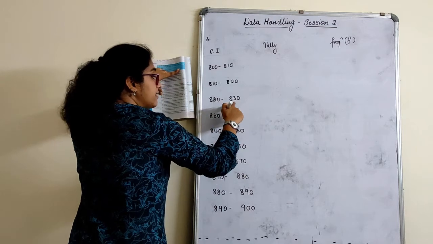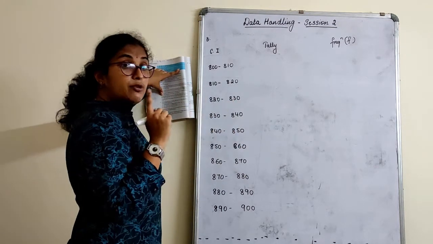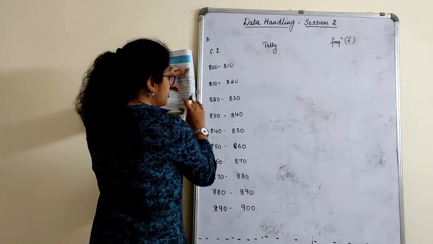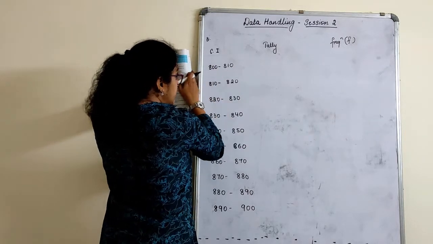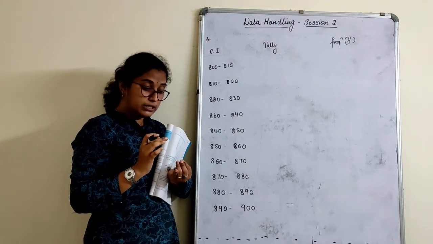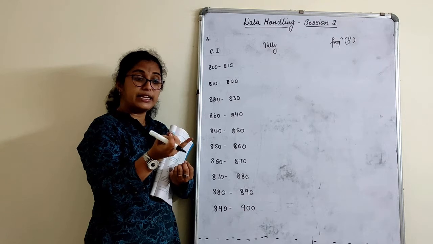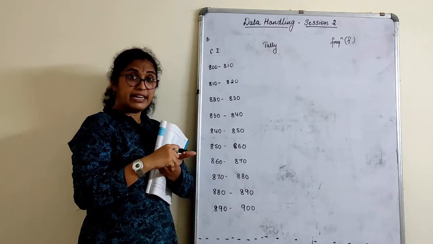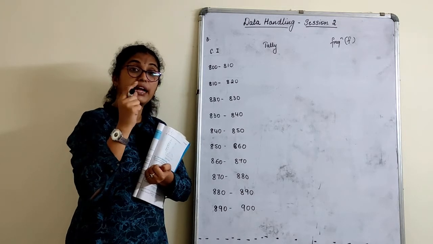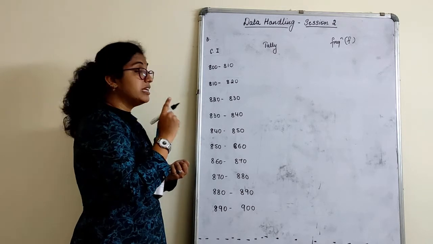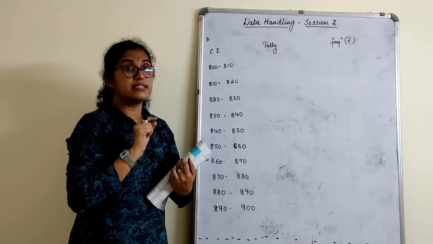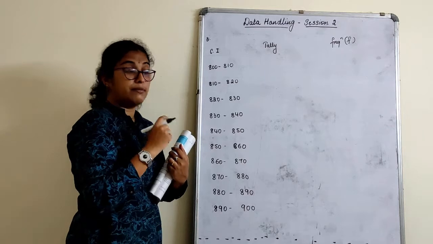See, 830 lies here also. Always look for 830 in the lower limit, not in the upper limit. That is the hint. Because when you count 800 to 810, how do you count? 800, 801, 2, 3, 4, 5, 6, 7, 8, 9, 10. I get 11 because 10 is repeated here. So till where exactly do I count to get the 10 difference? I count till 809. That means 810 will fall in the next interval. That is the next lower limit.